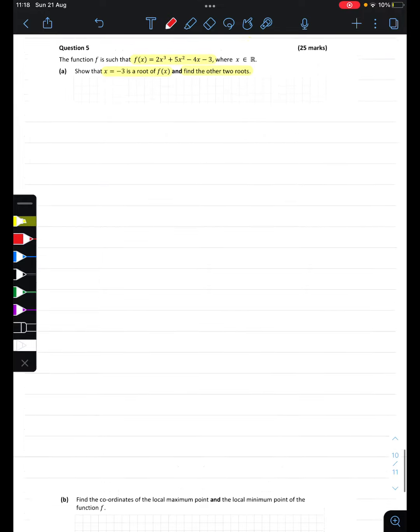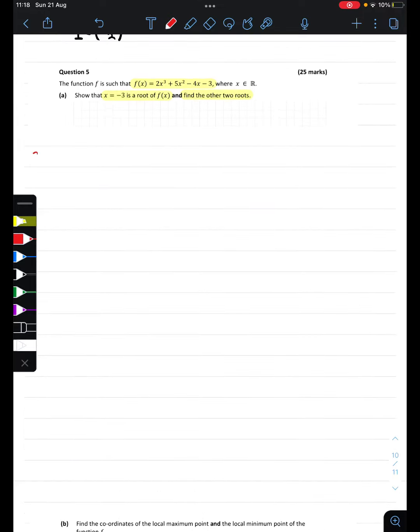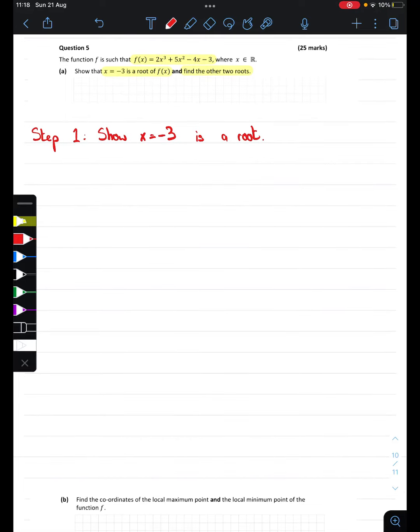So very clearly broken up into two parts. For the first part, we're going to show that x equals minus 3 is a root. And then the second part will be find the other two roots. So we're not going to worry about the second part until we've shown that x equals minus 3 is a root.